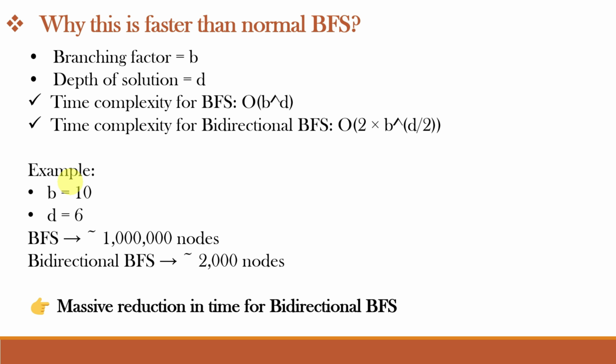For example, if small b is equal to 10 and small d is equal to 6, then normal BFS explores about 1 million nodes, while bidirectional BFS only explores about 2000 nodes. Why? Because for BFS it is b raised to d, that is 10 raised to 6, which is approximately 10 lakh nodes, while for bidirectional BFS it is b raised to d by 2, that is 10 raised to 3. So that is 1000, and 1000 into 2 is 2000 nodes. So this is a huge reduction in time, and this is why bidirectional BFS is much faster than normal BFS.